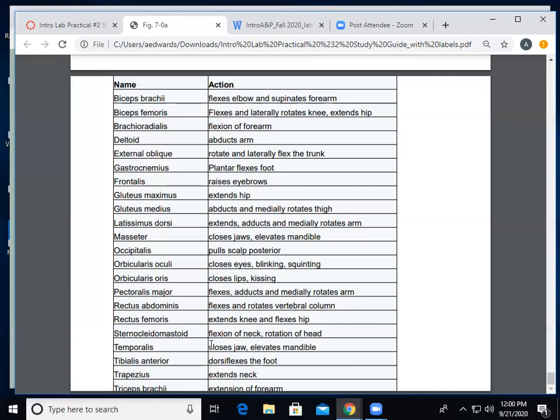Your sternocleidomastoid flexes your neck. So if it contracts, it's going to pull your head down, flex your neck. Helps you to rotate your head, so if you're contracting one more than the other. Temporalis muscle helps you close your jaw, but it also elevates the mandible. So it works in conjunction with the masseter.